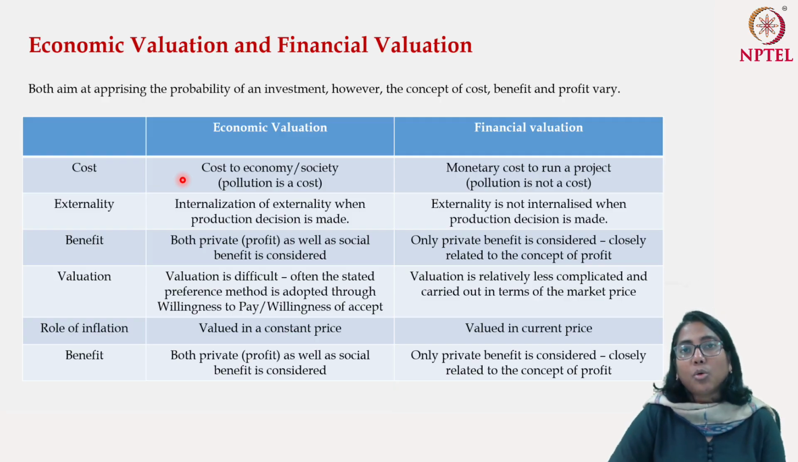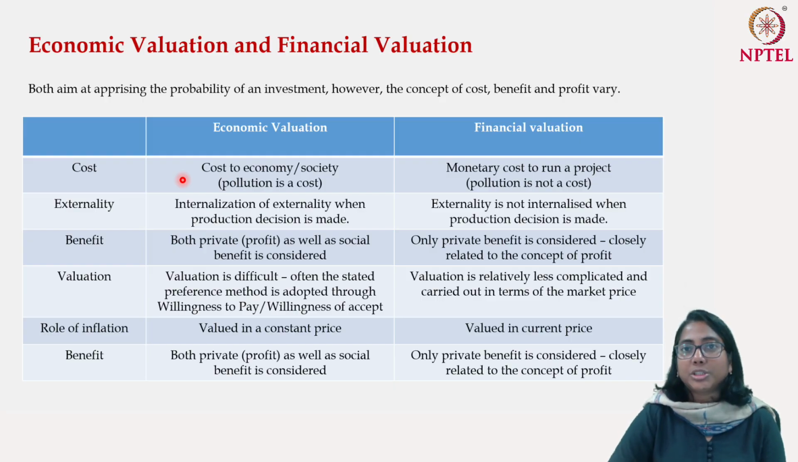If you think about the coal-fired thermal power plant, it causes a lot of pollution if proper pollution abatement measures are not adopted in the plant. If the pollution takes place, then this particular pollution is a component of economic cost. However, it is not a component of the financial cost. Now, why is it a component of the economic cost?